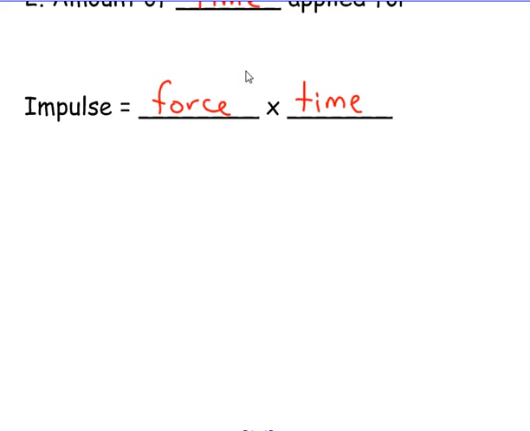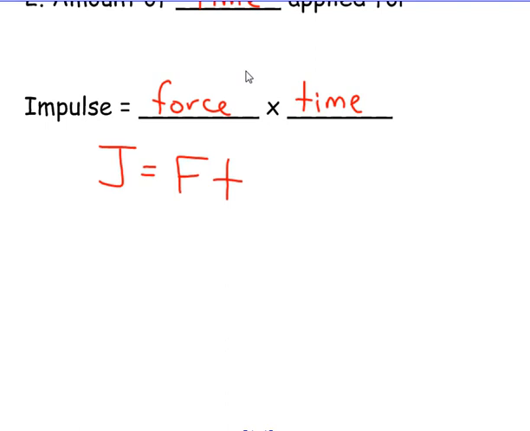Again, we want to be able to shorten this so it's easier for us to use. So instead of using capital I, which we can't use, that stands for the moment of inertia, we have to use the letter J for impulse. So J equals force times time.